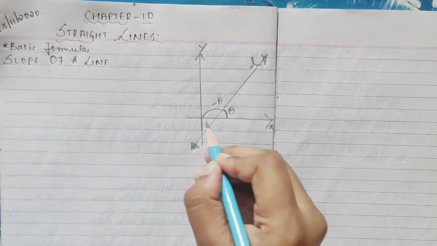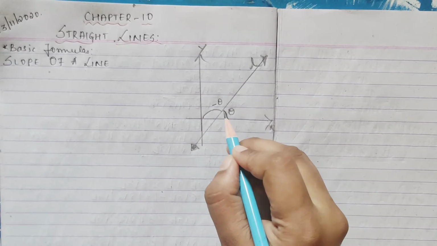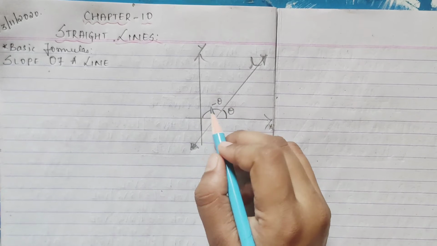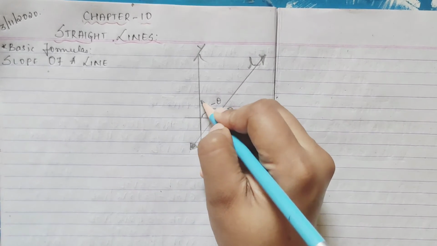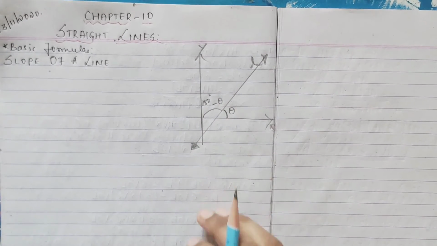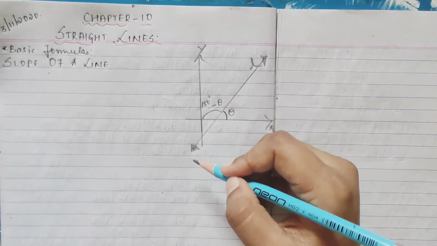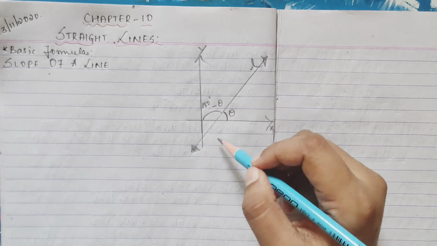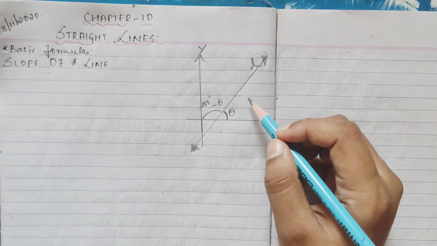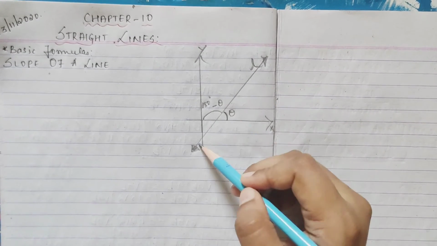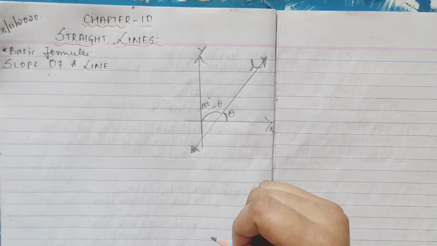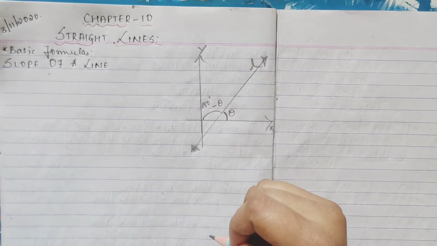Because see here, this is 180 degrees, so they make supplementary angles. If here it is theta, then on the other side it will be 180 degrees minus theta, supplementary angles. So this theta is called the inclination of the line. If theta is the inclination of the line, then tan theta is called the slope of the line.